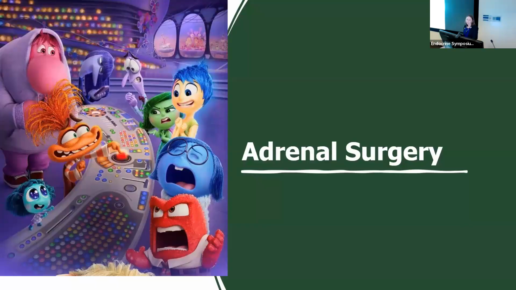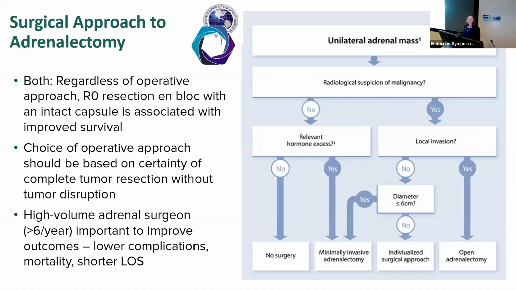I'll just touch very briefly on adrenal surgery, that both the American and the European guidelines agree that an R0 resection, where you do not violate the adrenal mass, is of the utmost importance. I tell our fellows that we treat every operation like it is a cancer operation. And that your choice of operative approach should be based on your certainty with which you can accomplish that goal, but that a high volume adrenal surgeon, so someone that does 6 or more operations per year, is important to improve outcomes.